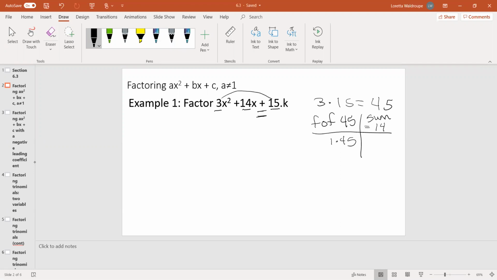2 doesn't go into 45. 3 times 15, that don't add to 14. 4 doesn't go into 45. 5 times 9, hey, that adds to 14. So I want to use 5 and 9. So you're going to rewrite this trinomial, and in place of that middle term, you're going to say, what signs do 9 and 5 need to be to give me a positive 14? Well, in this case, they both have to be positive.